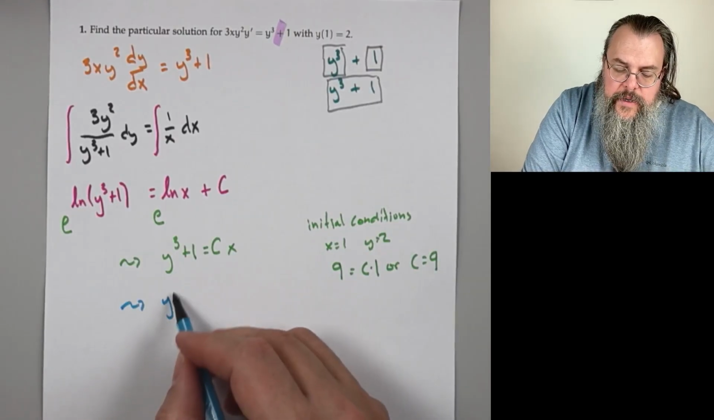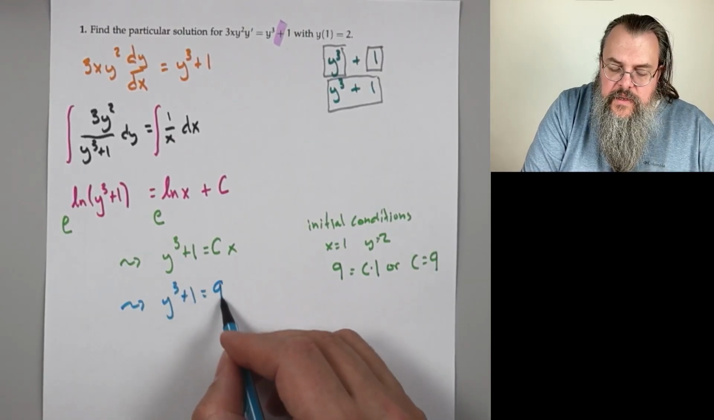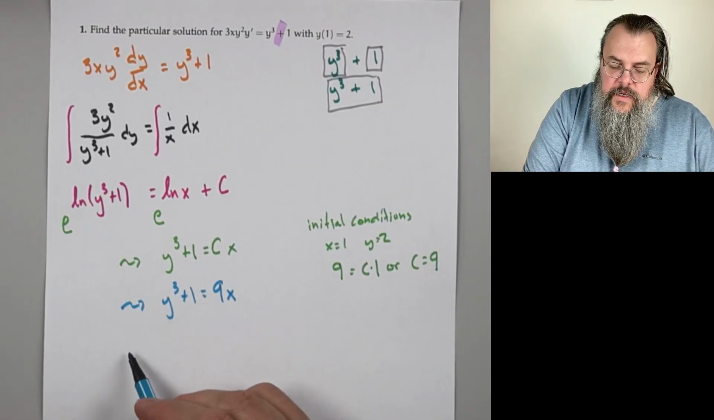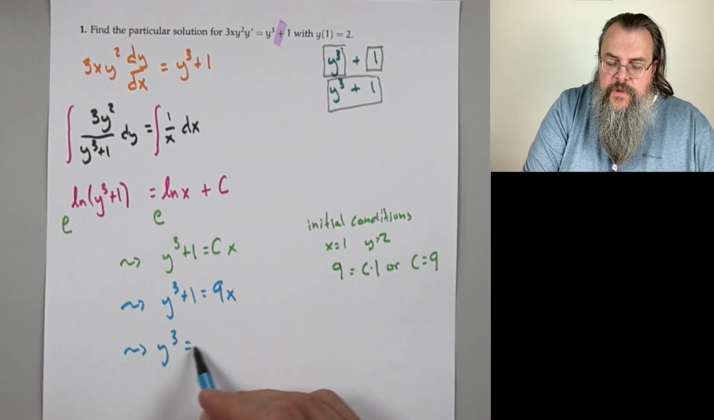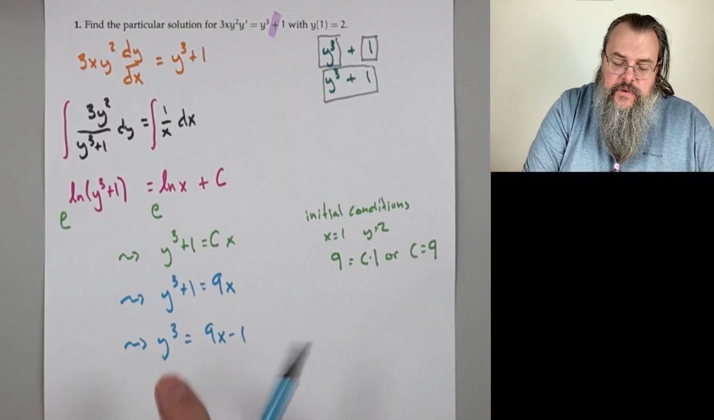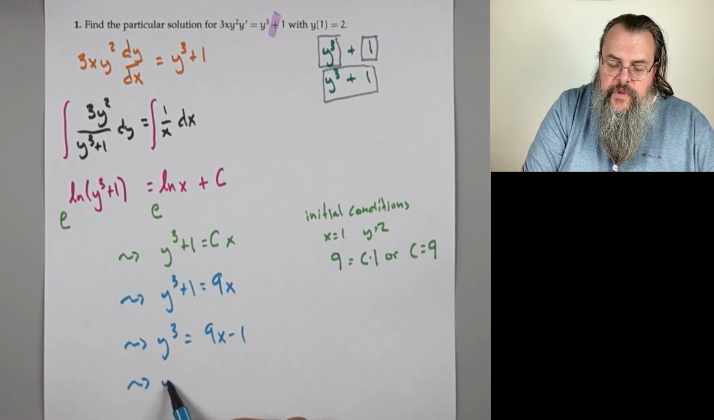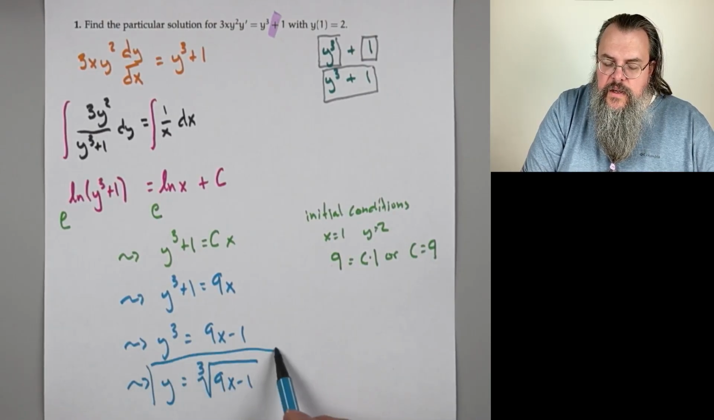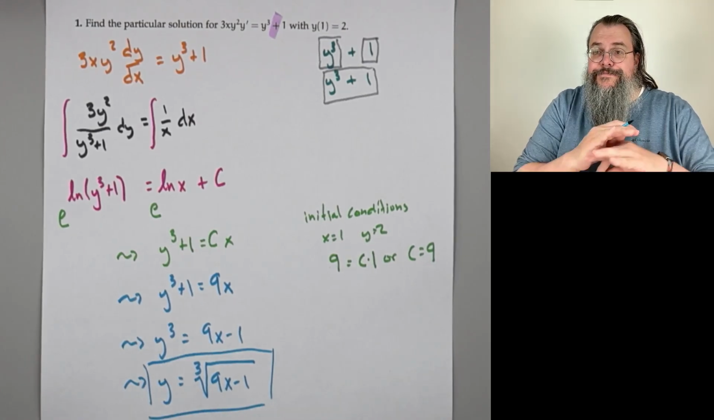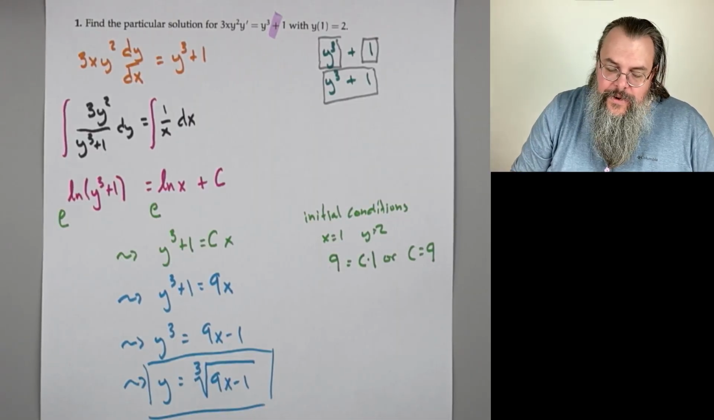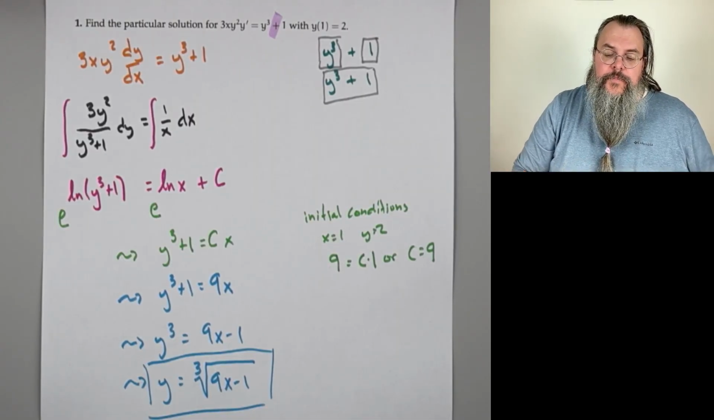All right, well, now we know what c is, so we're really close. So we say, okay, y cubed plus 1 is equal to 9x. We are almost there. We'll subtract 1. y cubed is 9x minus 1. And finally, for the last part, get rid of the cube, take the cube root. Because it's a cube root, there's no plus or minus. There's only one cube root. So y is the cube root of 9x minus 1. And we're done. That's it. That's the whole answer. Wow. Cool.